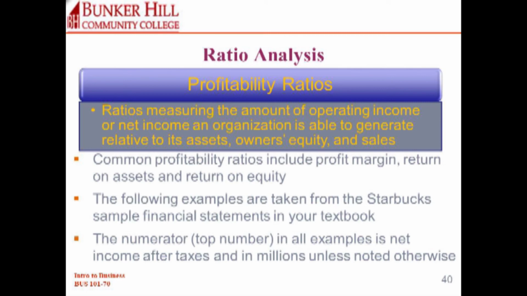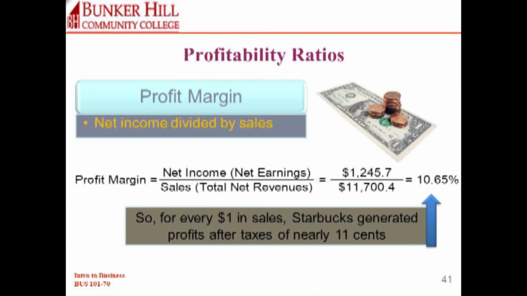So I can compare a small company to a big company to find out who's actually more profitable. The big company may have mountains of revenue, but they may not be particularly profitable in terms of efficiency, where a smaller company with less revenue could be more profitable, and it may be something that I want to invest my money into instead. So the numerator, the top number, is the net income after taxes in millions. So if you go to the next slide, you'll see profit margin. That's basically the percentage of profit that you make for the money that you invest.